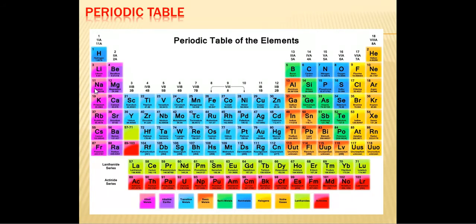For example, sodium has atomic number 11, so its electronic configuration will be 2, 8 and 1. Only one electron in the outermost shell. Lithium has atomic number 3. If you write the electronic configuration, it will be 2, 1. One electron in the outermost shell.